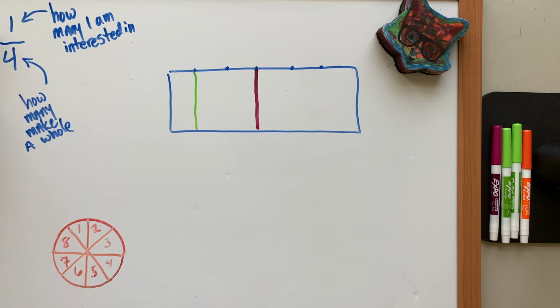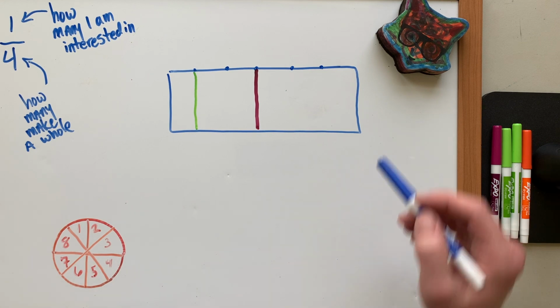Remember that the numerator, or the top number, n for north, represents how many pieces I'm interested in. And the denominator, d for down, tells me how many pieces make a whole. Let's go ahead and apply that to this next example.